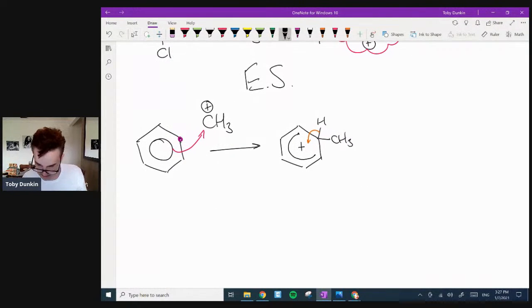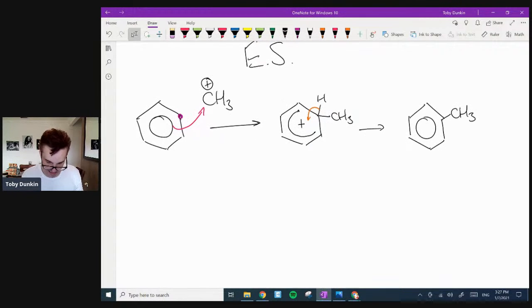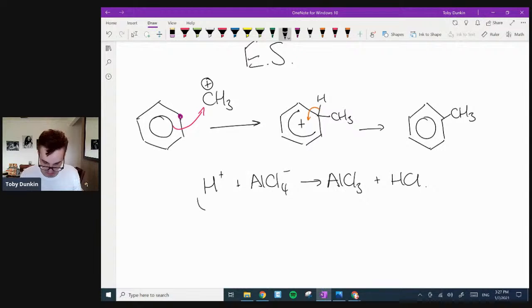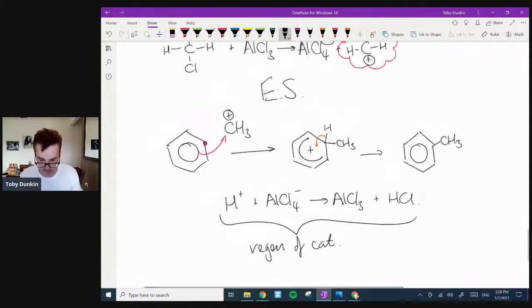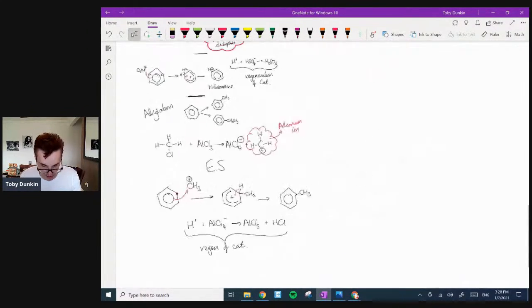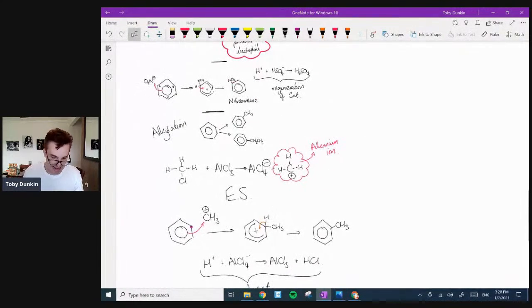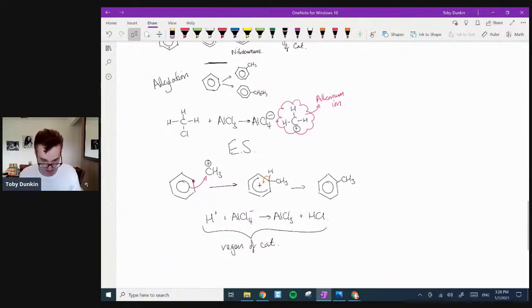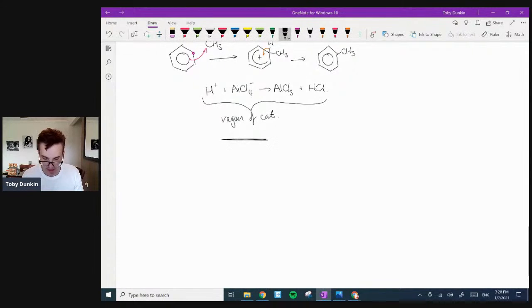Regeneration of the catalyst. Let's draw the product. H plus reacts with AlCl4 minus to produce AlCl3 and HCl. Regeneration of the catalyst. Nice. So we've just done halogenation, nitration, and now alkylation as well. We're doing really well. Two more minutes. Last one: acylation.